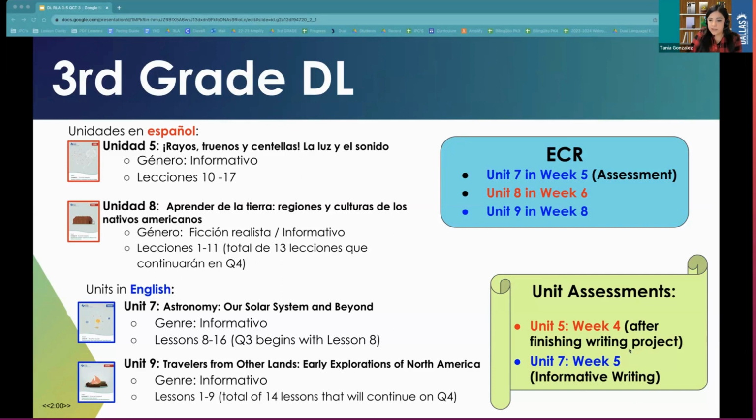Okay, so for Unit 7, we have the Unit 7 assessment in week 5, which, like I said, will be the writing. It'll be the informative writing that you'll see. It won't be in online learning. It's just only a writing project. Okay, so just so you know.